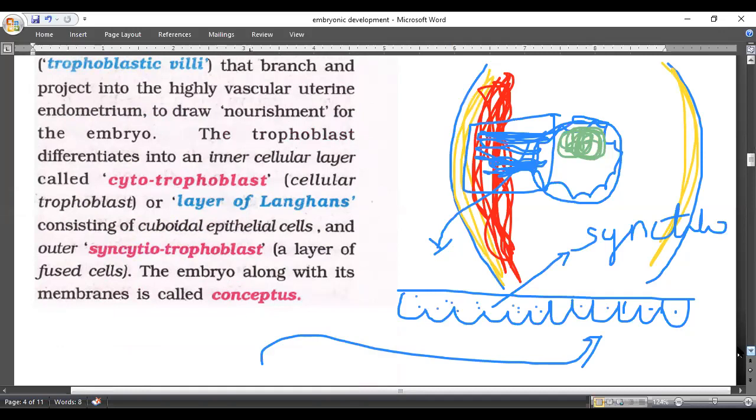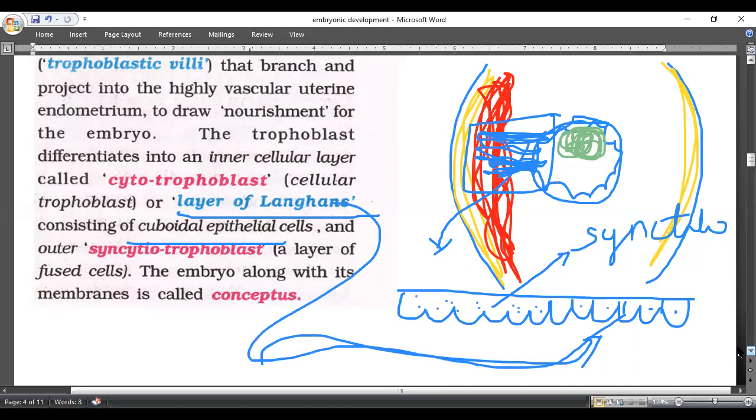This cytotrophoblast, the cellular trophoblast, is also called the layer of Langhans, consisting of cuboidal epithelial cells. This one we are talking about: the layer of Langhans, consisting of cuboidal epithelial cells.